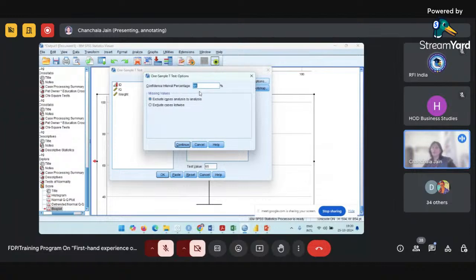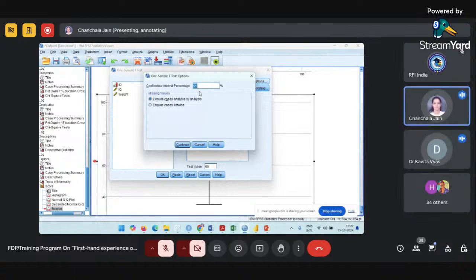Similarly, if the confidence interval is 90%, that means your level of significance will be how much? 10%. Very correct. Similarly, if the confidence interval is 99%, then the level of significance will be 1%. Right. Very good, everyone.